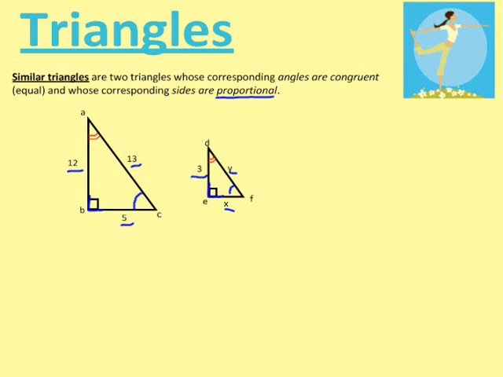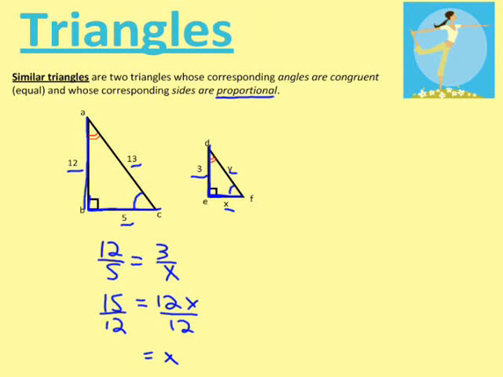That means this long side is to this short side, so 12 is to 5, as this long side, 3, is to this short side, X. Once you have a proportion, you can solve for the missing side. So 15 equals 12x, and if we divide by 12 and simplify by dividing by 3, we get 5/4. So 1 1/4, so 1.25 would be the length of side X.